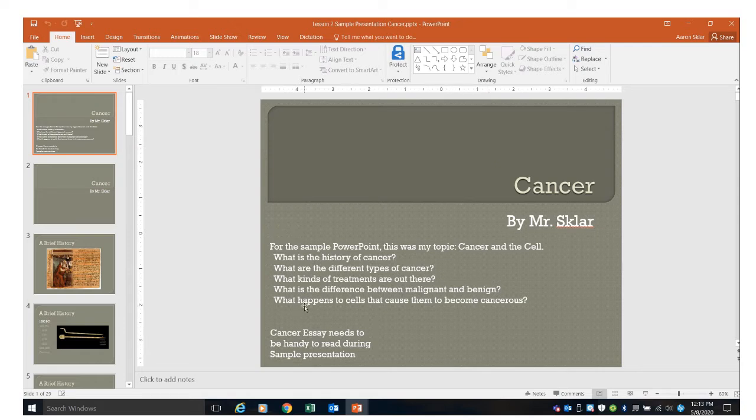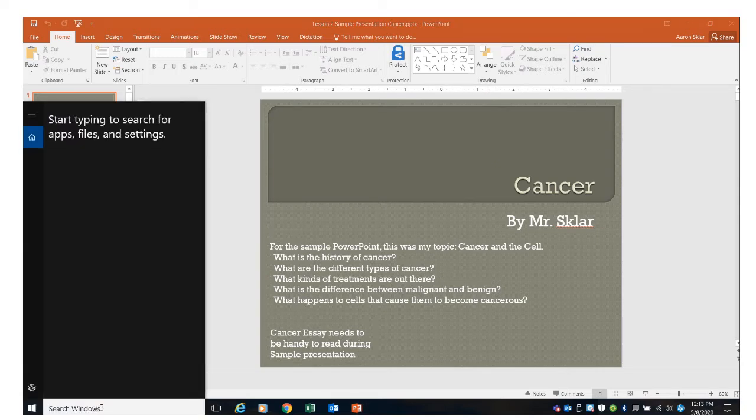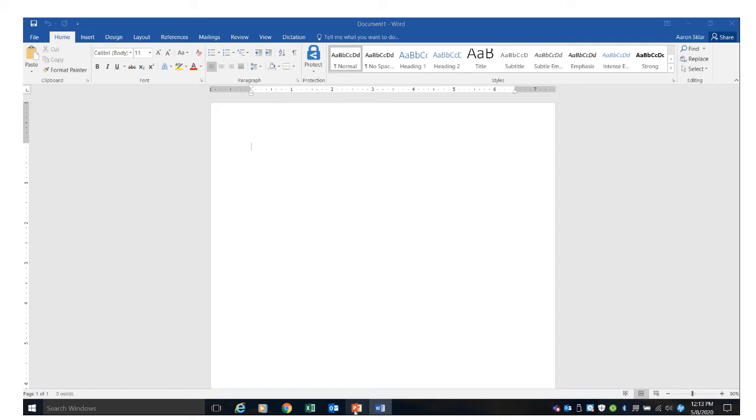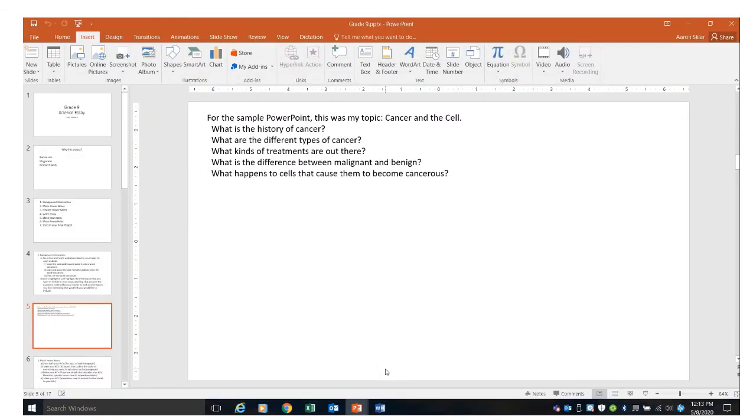All right, to get my background information, first thing I want to do is open up a Word document. And then I'm going to open up the internet and I'm going to start researching my topic. Now, if I look at my topic, for the sample one here, we're doing cancer in the cell. And just like you have, there are a bunch of different suggestions as to what I should cover inside of my essay. So the first one is, what is the history of cancer?